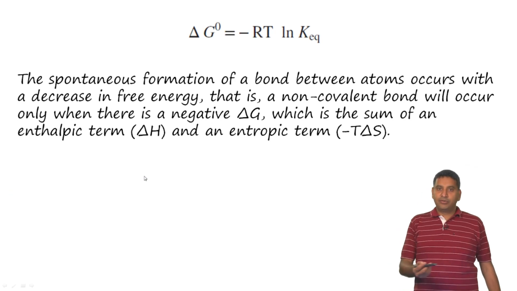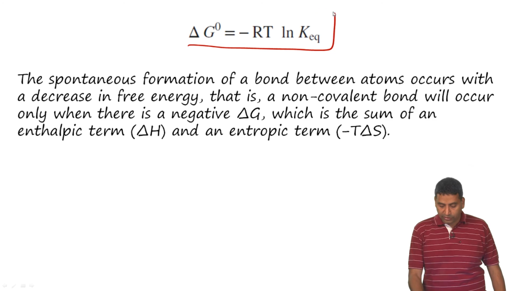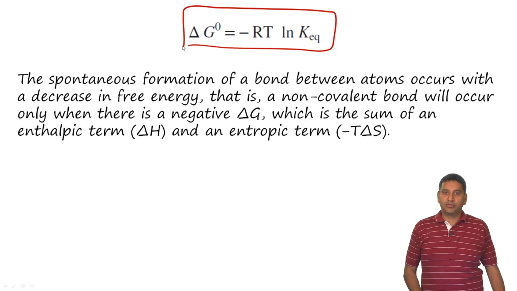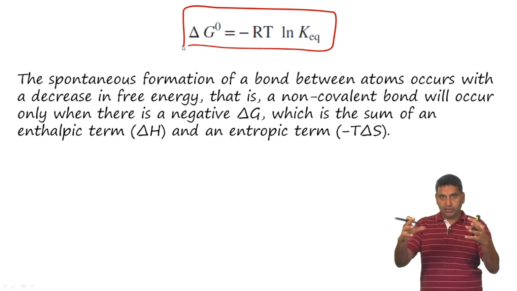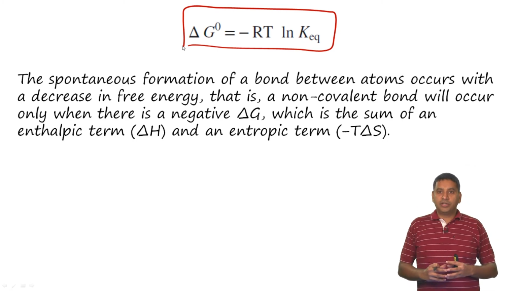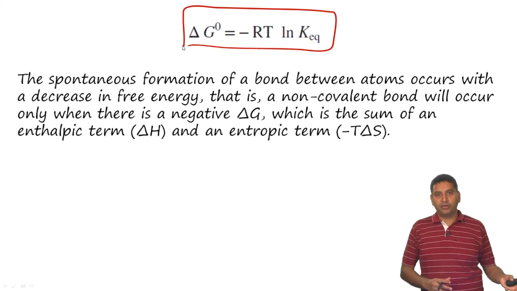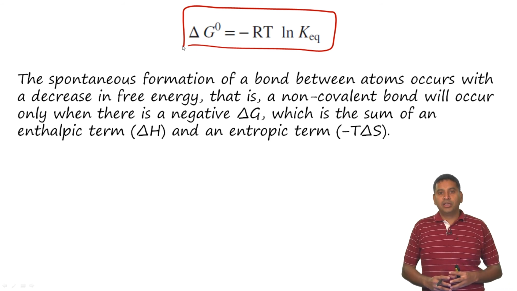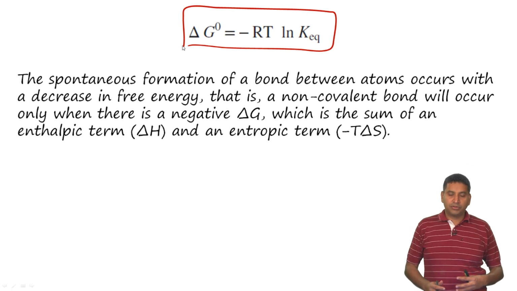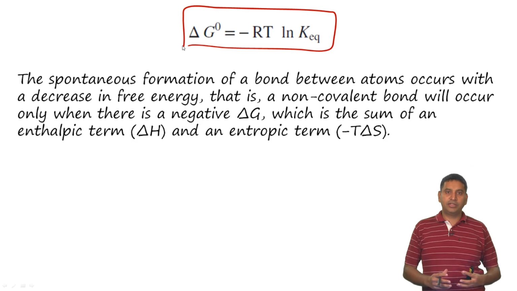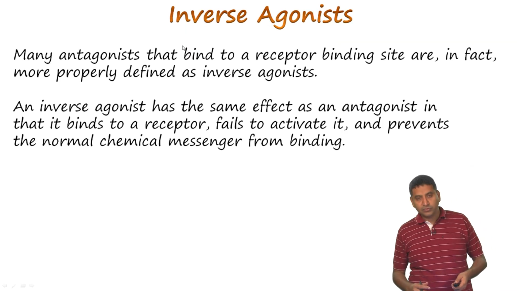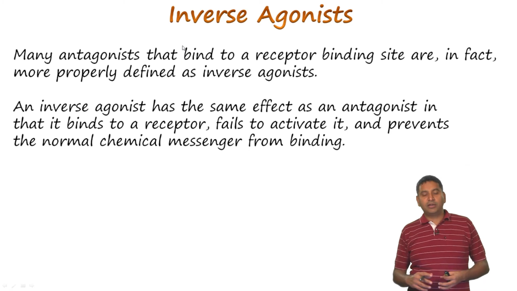As we have studied previously, the free energy is related to the equilibrium constant in the following way: delta G naught equals minus RT ln KEQ. The spontaneous formation of a bond, here a non-covalent bond, results in a decrease in the free energy and will occur only when there is a negative free energy of interaction. And this negative delta G is related to the enthalpic term as well as the entropic term, which we are already familiar with: delta G equals delta H minus T delta S. With this background, now let us look at inverse agonists.